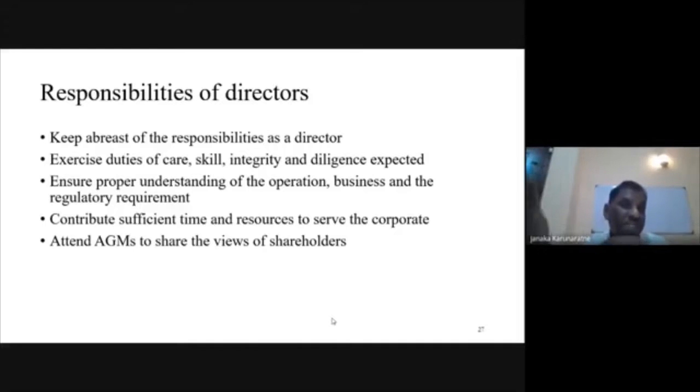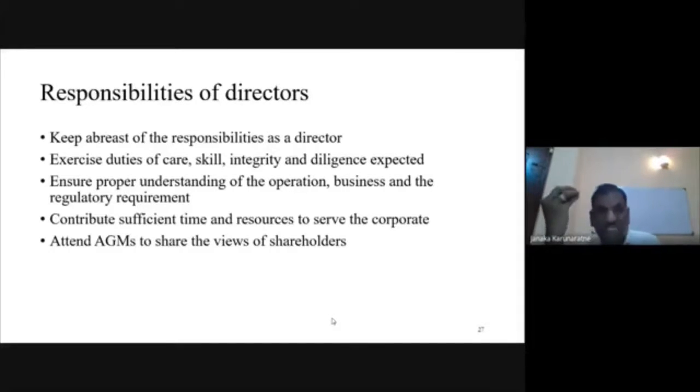Even if they move away, the regulators can find out. But maybe in certain institutions, directors are not comfortable or do not keep abreast of their responsibilities. They just come for the meeting, sit, and just go. So sometimes even board meetings are not conducted properly. Their views are not expressed by the relevant directors. And also, they must exercise duties of care, skill, integrity, and diligence.